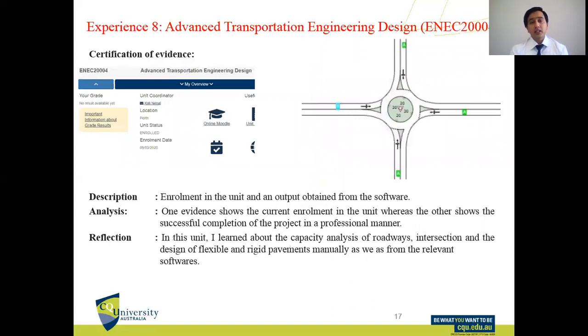The 8th evidence will be advanced transportation engineering design, in which I learned evaluation of freeways and capacity analysis of freeways, highways, and two-lane two-way roads, and also the capacity analysis of intersections, signal design, or analysis of signalized intersections as well, and also design of rigid and flexible pavements for roadways using the relevant software, SIDRA Intersection for intersection analysis and CIRCLY for pavement design.